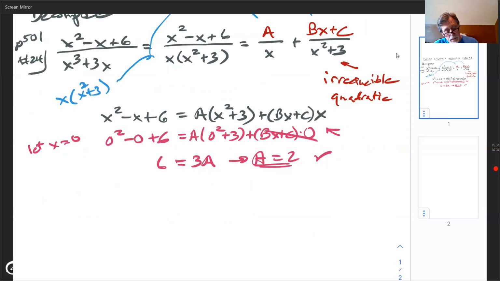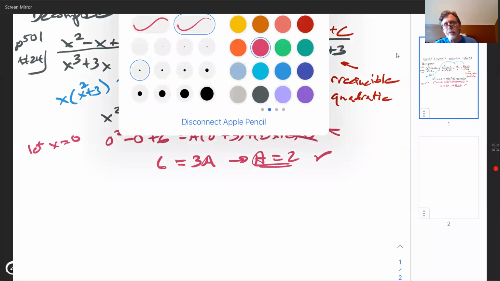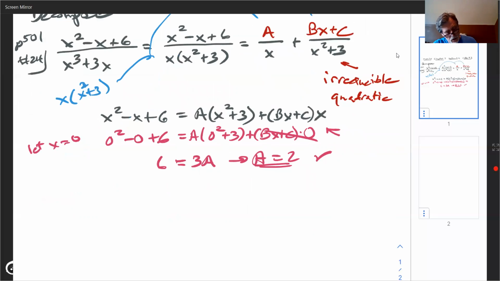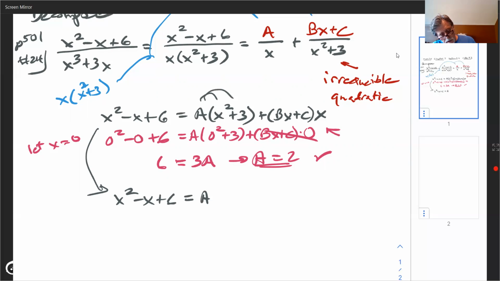What happens when you're dealing with these irreducibles is now you're going to have to multiply stuff out. So I'm going to write x squared minus x plus 6 is equal to a. I'm going to distribute the a: x squared plus 3a. Make sure you're doing it right. In this case, it's pretty simple. Sometimes it's a FOIL, okay? But in this case, it's just x multiplied. So, okay, we do it, and we go plus bx squared plus cx.